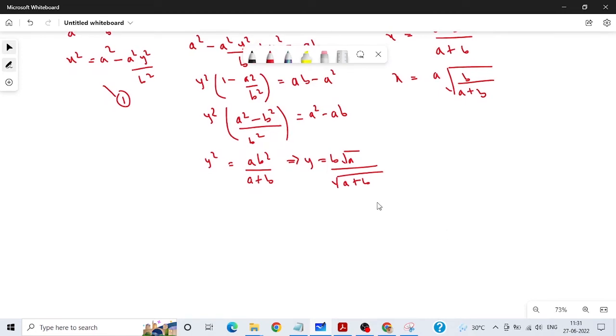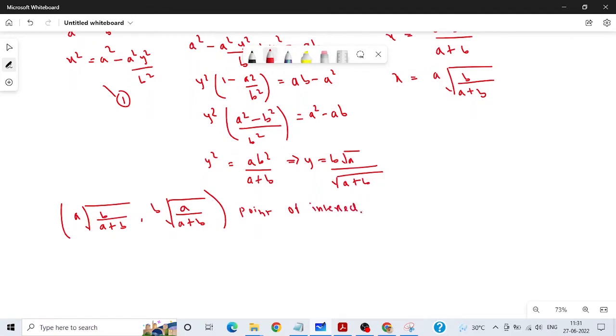Now we know the values of x and y. The coordinates (x, y) give the point of intersection, which is (a√(b/(a + b)), b√(a/(a + b))). This is the point of intersection. Now let's find the slope of the tangent at this point for both the curves. Once we know the slopes, we can use the tan θ formula given above.